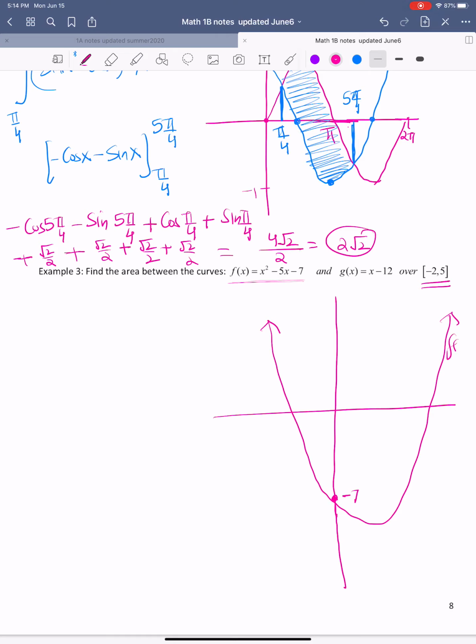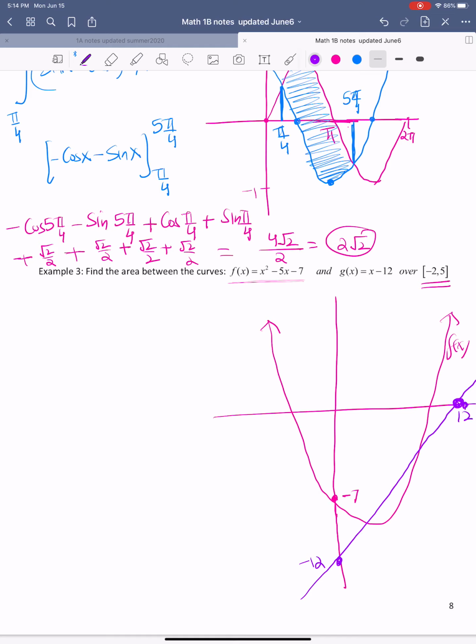And that's my f of x. Now I'm going to graph my g of x function. G of x is a straight line, x minus 12. Where does it touch the x-axis? It touches the x-axis at positive 12, which is somewhere here. And if I plug in, it touches the y-axis at negative 12. So it's a line that looks something like this.